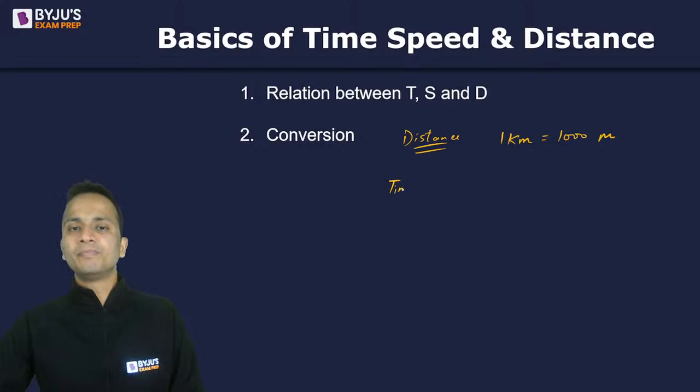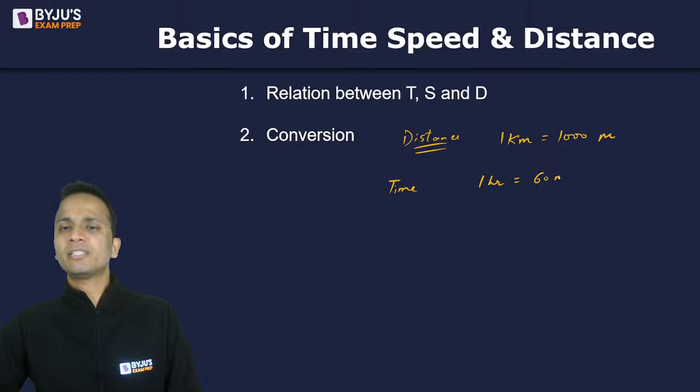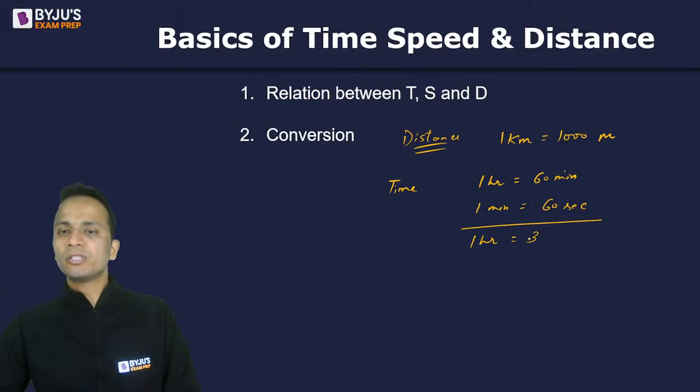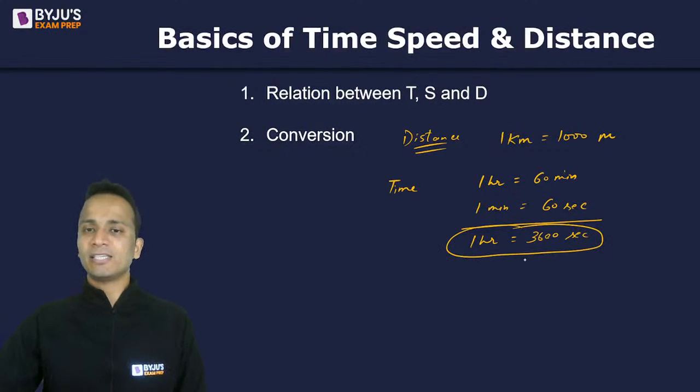Now for time, the units used are hour, minutes, and seconds. So 1 hour, you would know in terms of minutes, is 60 minutes. 1 minute is equal to 60 seconds. Or combining these two, 1 hour is equal to 3600 seconds. Okay. The third conversion, hour and seconds. These are the units that are frequently used when it comes to time.